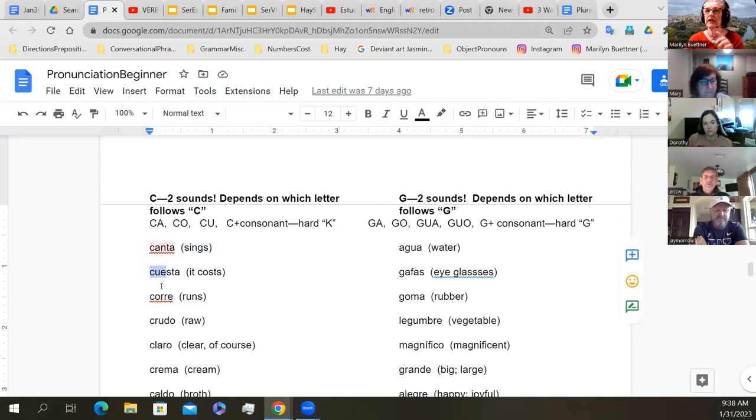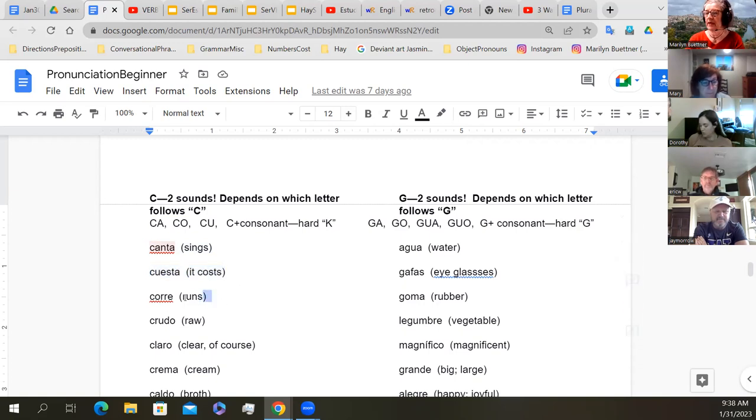And now we're going to have a C-U combination. Ooh, but it's a C-U-E. And that U-E is a diphthong. That means it's going to be U-E, U-E. So here is a really super word to know just by itself. It means it costs, like when you ask about what something costs. That's the word you need to know. Cuesta. Cuesta.